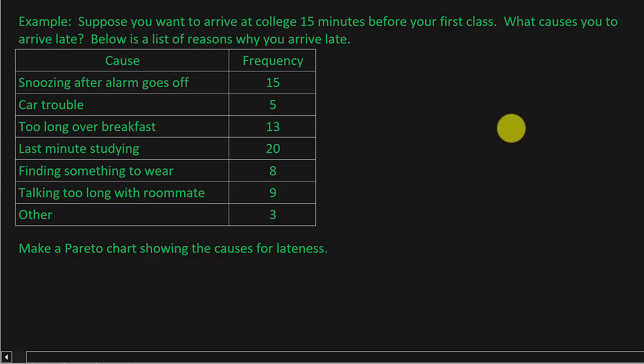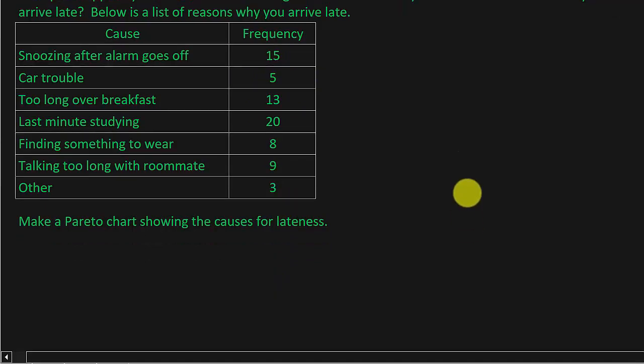So what causes you to arrive late? And here's a list that somebody made out that makes them arrive to class late. So snoozing after the alarm goes off, that's happened 15 times. Having car trouble, that's happened 5, and so on. These are the reasons that they arrived late and how many times it happened. So they were late for class quite a bit. Don't be late for class.